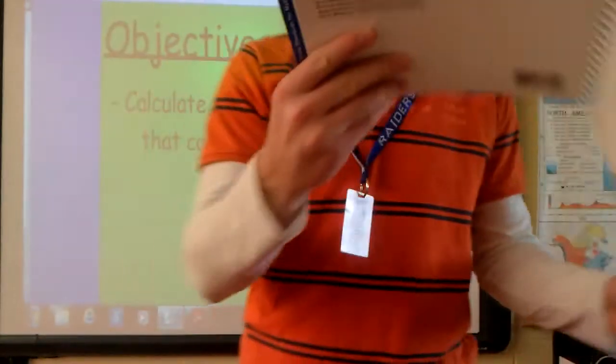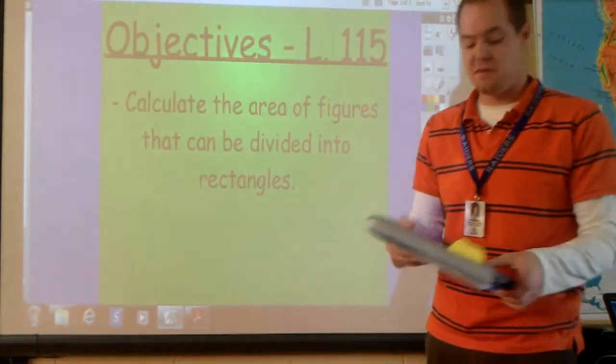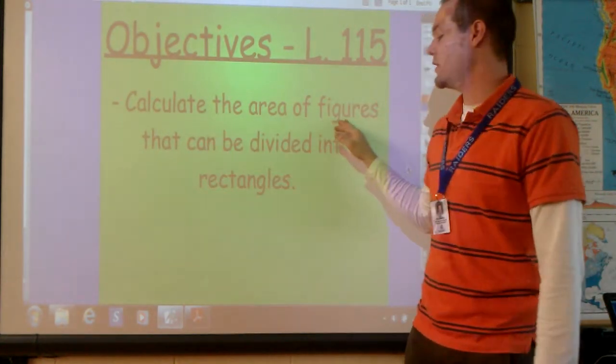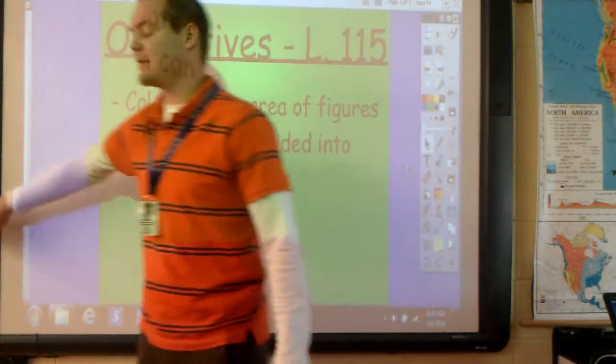Hello, 5th grade. Today we're on lesson 115. The objective is to calculate the area of figures that can be divided into rectangles.